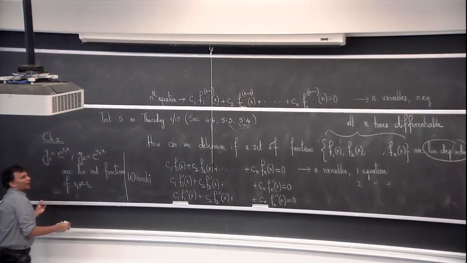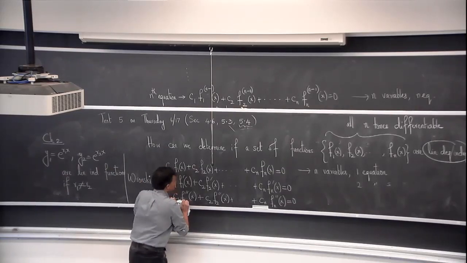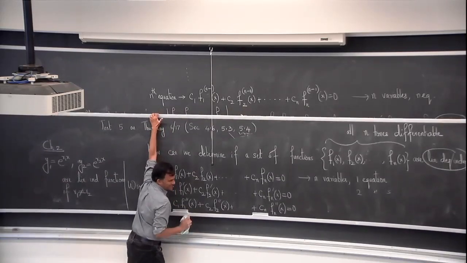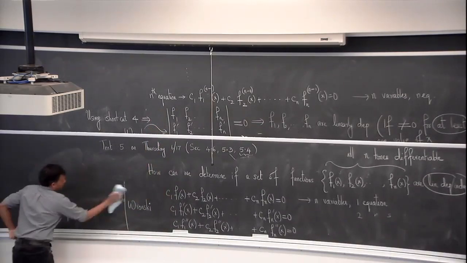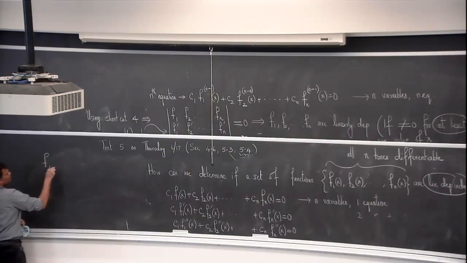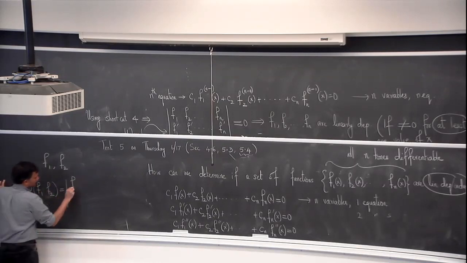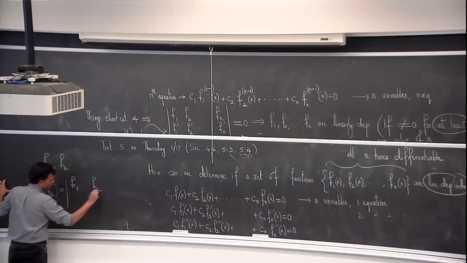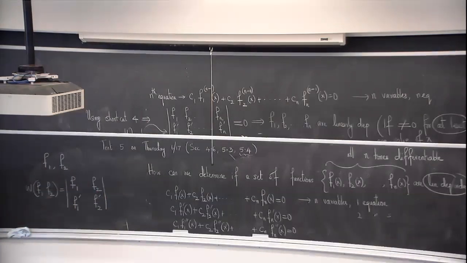Since we'll be doing mostly 2 or 3 functions at a time, let me write down the special cases. For F1 and F2, the Wronskian W of F1, F2 is the determinant whose first row is F1, F2, and the second row is F1 prime, F2 prime. These are functions of x; I'm not explicitly writing it out.